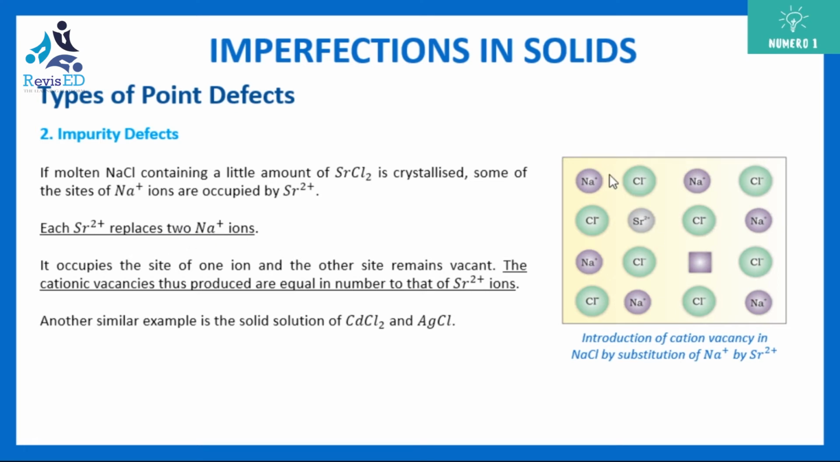So let's say that this is NaCl, NaCl, NaCl, Sr. Instead of Na, I am getting Sr2+. So if you see, there is a vacancy here. That is because two of the Na+ will be replaced by one Sr2+. So this is the scenario that you get. One site remains vacant. The cationic vacancies thus produced are equal in number to the Sr2+. So how many Sr2+ are present? That many vacancies will be present. Another example of this situation can be CdCl2 and AgCl. So this was about impurity defect.